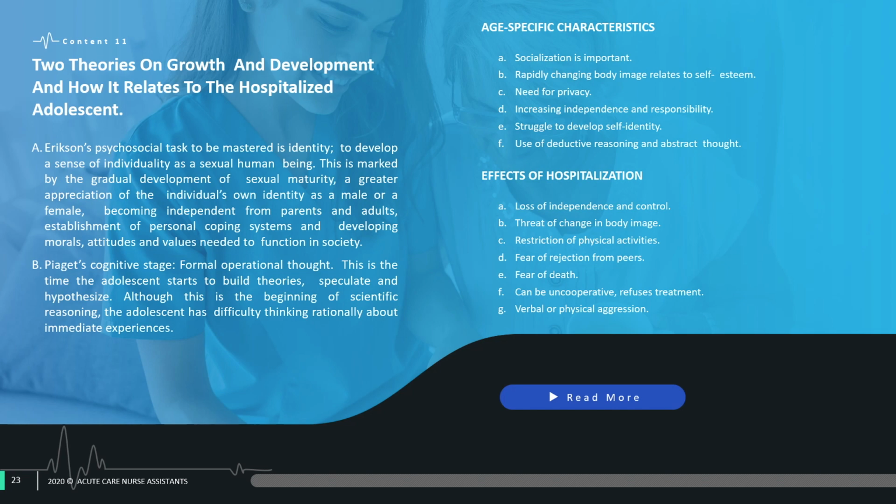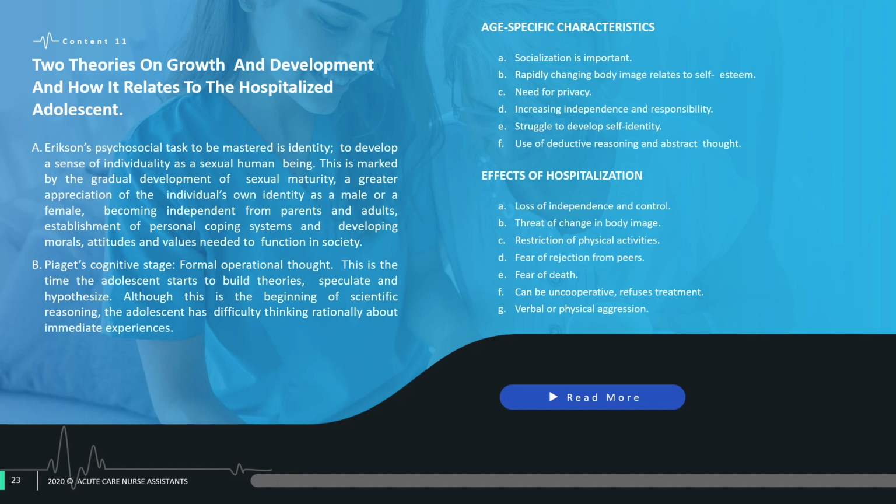Piaget's cognitive stage, formal operational thought. This is the time the adolescent starts to build theories, speculate, and hypothesize. Although this is the beginning of scientific reasoning, the adolescent has difficulty thinking rationally about immediate experiences.